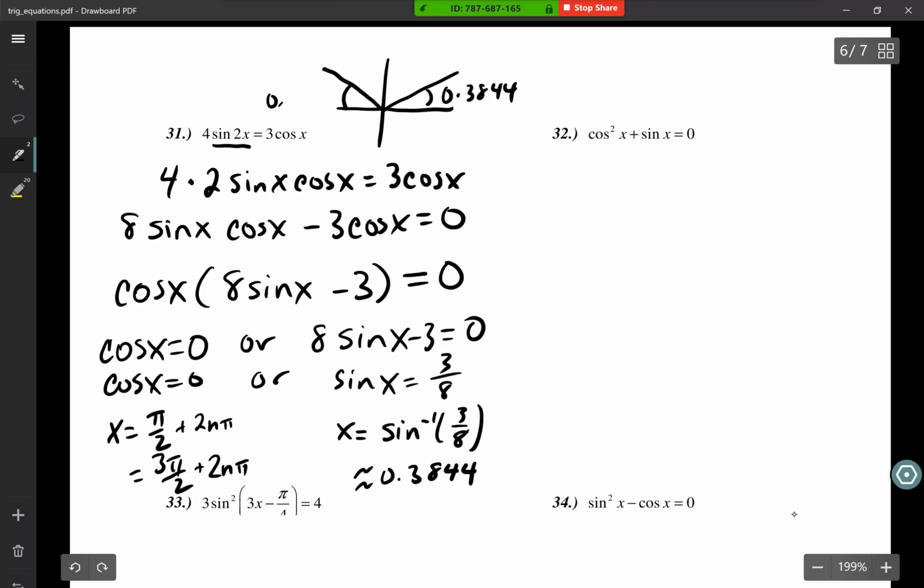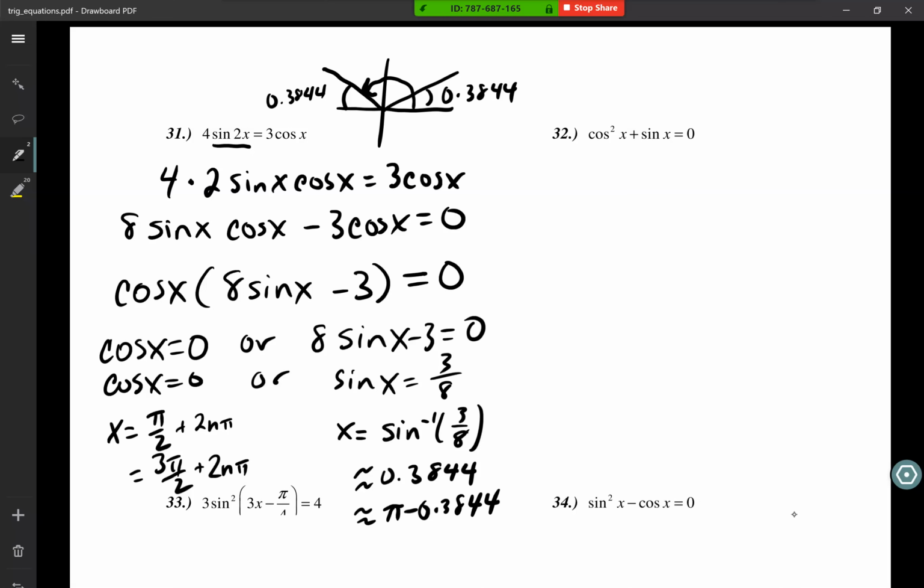This would have the same reference angle. This would be 0.3844 here. So to find the angle that we want from here to here, I need to do pi minus the 0.3844. And again, the reason why I know it's pi minus that is because I know that this angle over in the quadrant 2, that reference angle is the same as the angle we just found in quadrant 1. If I go all the way around, halfway around, that's pi. So I need to subtract off the 0.3844 to find the other one.